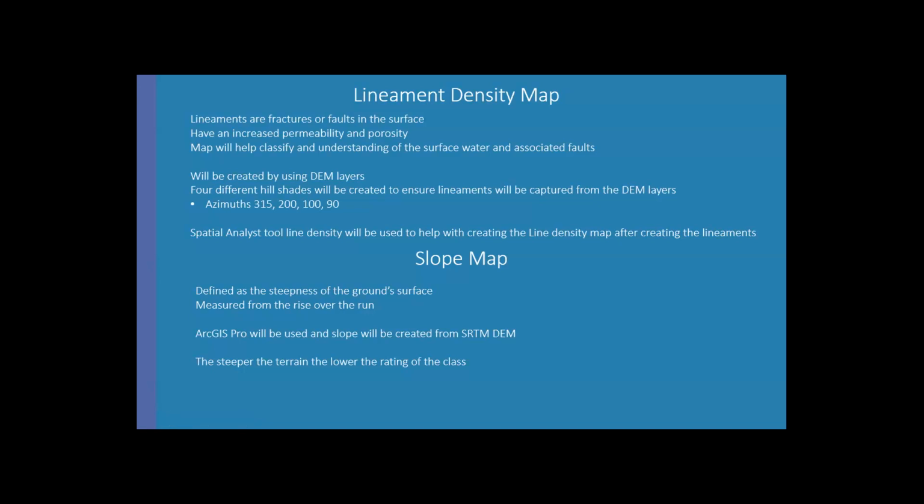Now for slope. The slope can be defined as the steepness of the ground surface. The slope is measured from the rise over run. The rise is the increase in elevation. The run is the horizontal distance. Slope will be created with the SRTM DEM, and I will be using the Slope tool in ArcGIS. The SRTM will be downloaded from NASA Earthdata and will have a 30-meter resolution. There was a 90-meter resolution, but I have not been able to download it yet. I will look into that later.